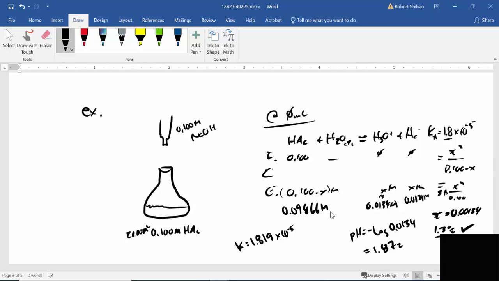If I have 20.00 milliliters of 0.100 molar acetic acid, how many milliliters of sodium hydroxide is it going to take to neutralize it? And so this is easy. This you should be able to do in your head because they're the same concentration. If I have 20 milliliters of acid, I'm going to need 20 milliliters of base to get to the equivalence point. So I have to do that calculation.